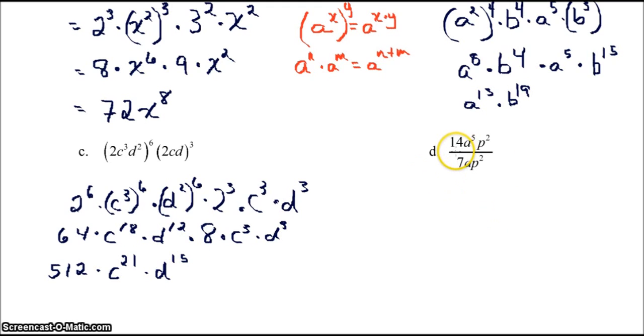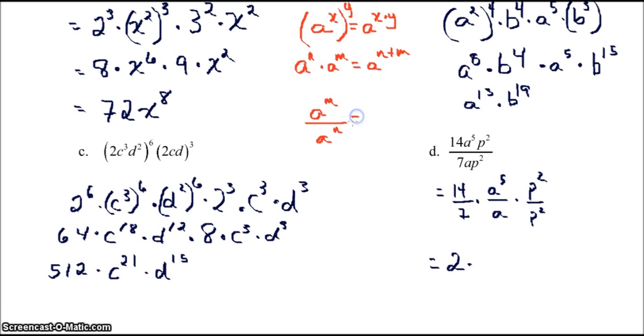Part D. Let's say here we can just think about each of these, just dividing this up as 14 over 7 times a to the 5th over a times p squared over p squared. 14 over 7 is just 2. We can think about this a lot of ways. One way you could do it is to use this rule, a to the m over a to the n is a to the m minus n.